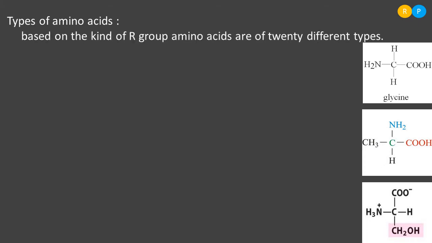So there are 20 different types of amino acids. They participate in protein formation. And these 20 different types are divided based on the kind of R group they have. Understood? The best example I have displayed on the screen.